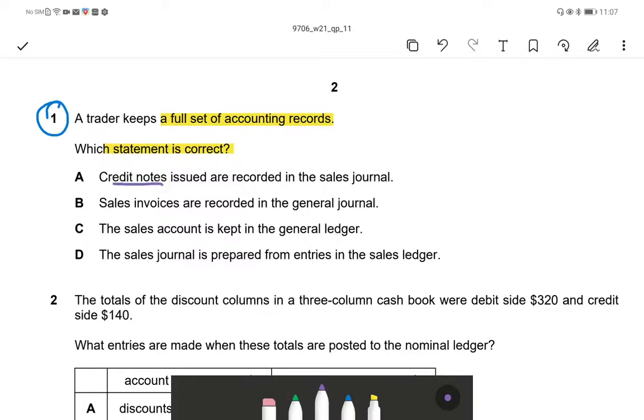Credit notes issued, recorded in the sales journal. That is wrong. Credit notes are sales returns, always entered in the sales return journal. Sales invoices are recorded in the sales journal, not in the general journal. Next, the sales account is kept in the general ledger. So the correct option is C.